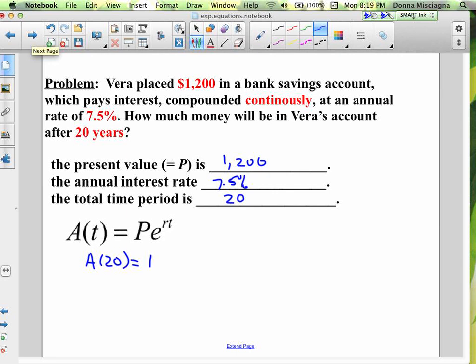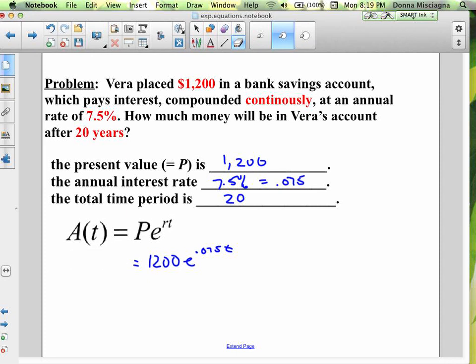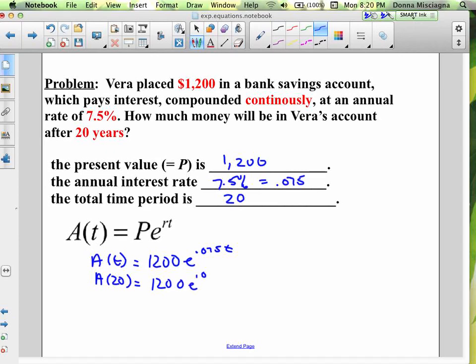So we have 1,200 times e. The 7.5% is going to be changed to 0.075. We're just going to move that decimal place two places. So we have 1,200 e to the 0.075. And I'll pull in t, that will tell us for any number of years. We're specifically going to look at 20 years. So that would be 1,200 e to the 0.075 times 20th power.